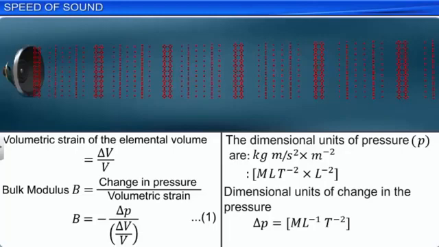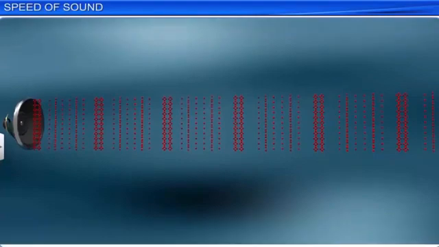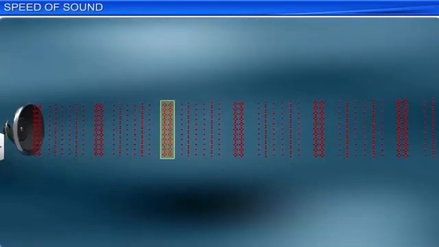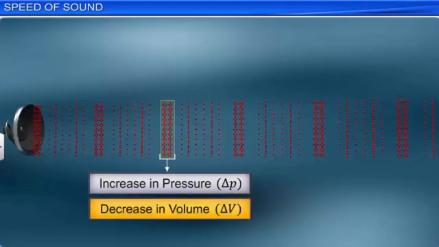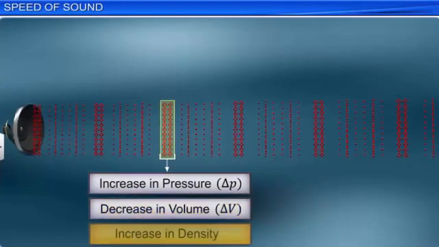In the region of compressions, there is an increase of pressure delta P. There is a decrease in volume delta V and an increase in density. The dimensional units of density are kilogram per meter cube. That is, the product of M and L raised to the power of minus 3. Let this be equation 3.